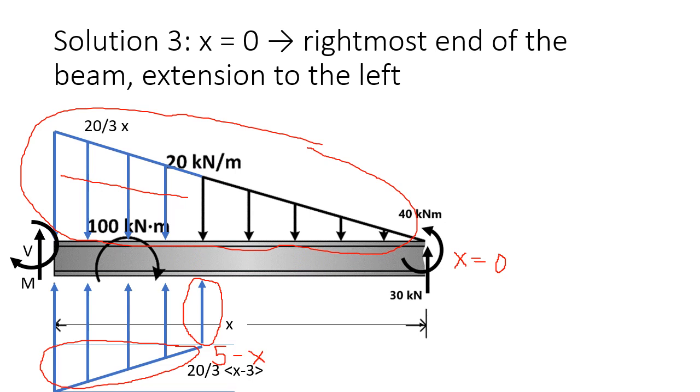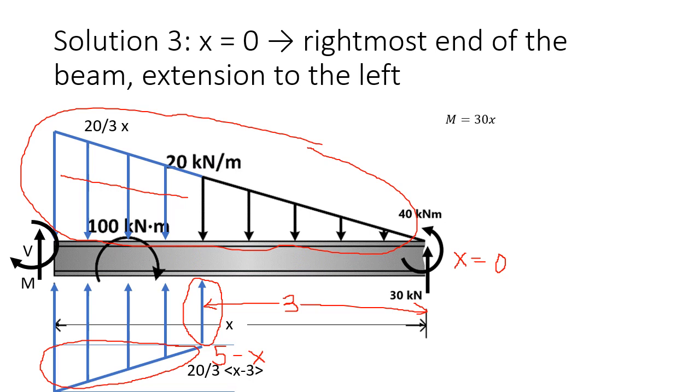And then this length here, up to here, is actually 3. So the remaining length of the beam is x minus 3.